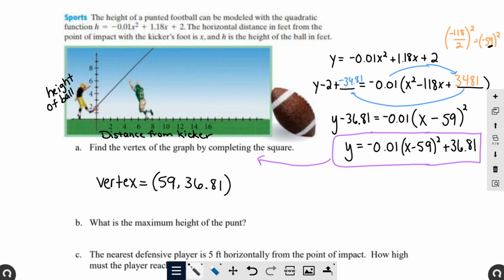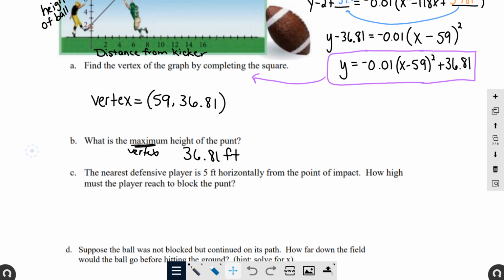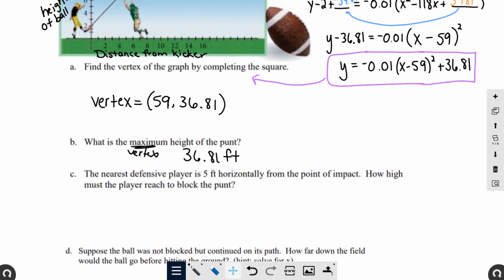Now the next question deals with the vertex. Anytime it asks for a max or a minimum, it's asking about that vertex, but it's probably asking for a specific part of the vertex. So it says, what is the maximum height of the punt? If you look back at what you put on your XY axis, we're actually looking for what value? The Y value. The Y value was the height. So what is the maximum height of the punt? Good, 36.81, and whoever said feet, thank you, because remember when we do word problems, we attach units to them. So part B is 36.81 feet.